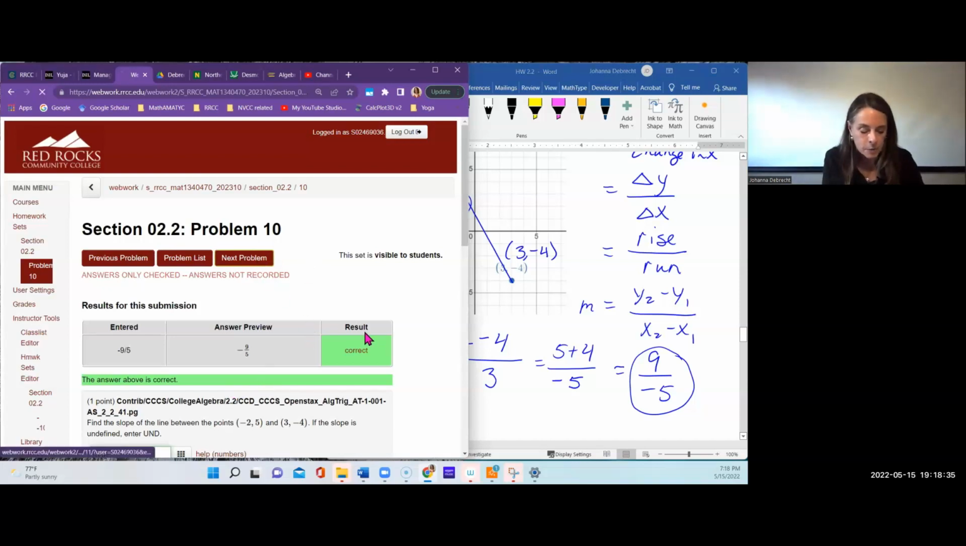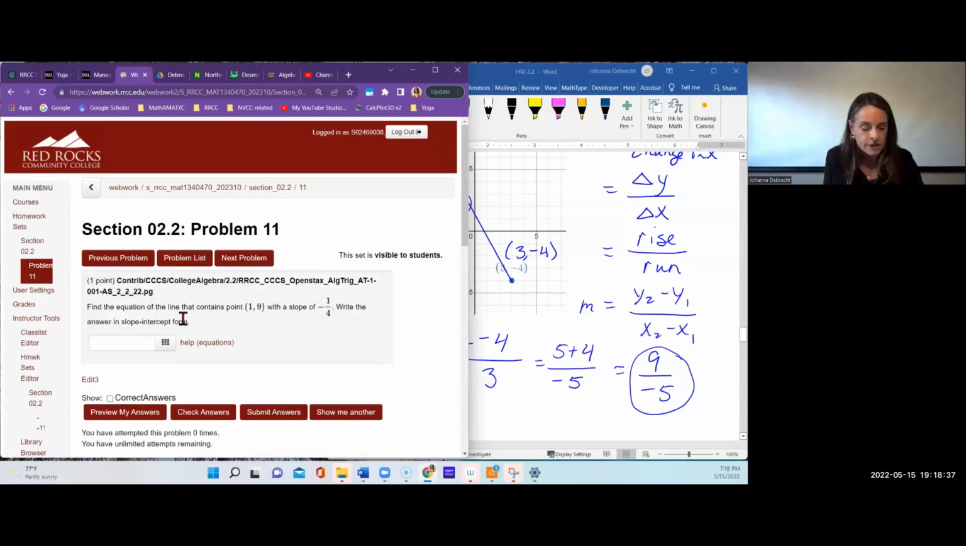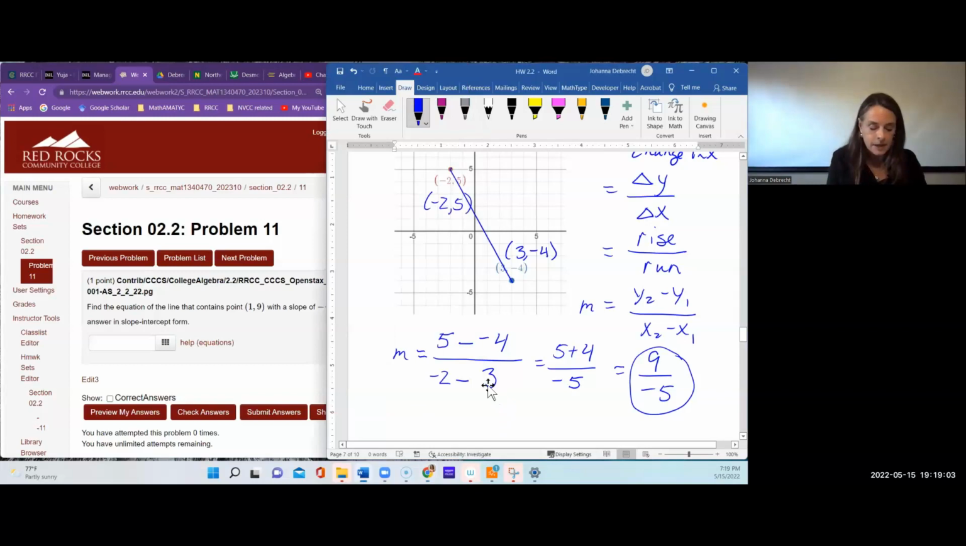The next problem we want to take a look at says find the equation of the line that contains the point 1, 9 with a slope of -1/4. Now, it gave us a point 1, 9, but b is not 9. I know that because the x coordinate is not 0. It is the y coordinate of the y-intercept. So it's on the line, but it's not the y-intercept, and it's not the value of b.